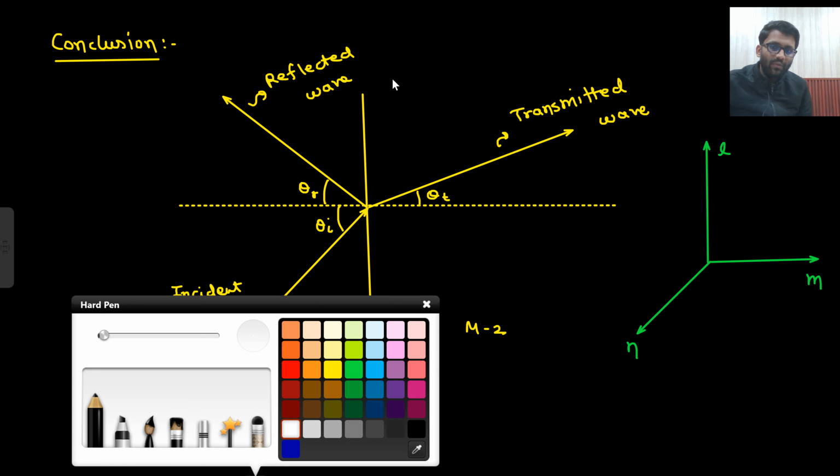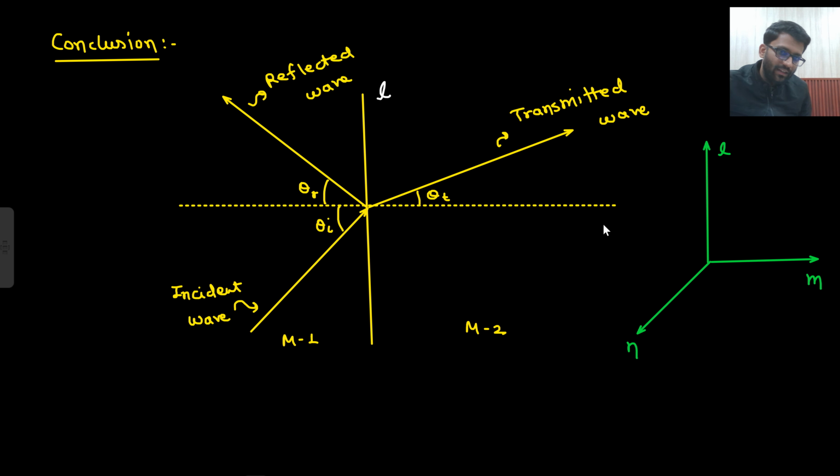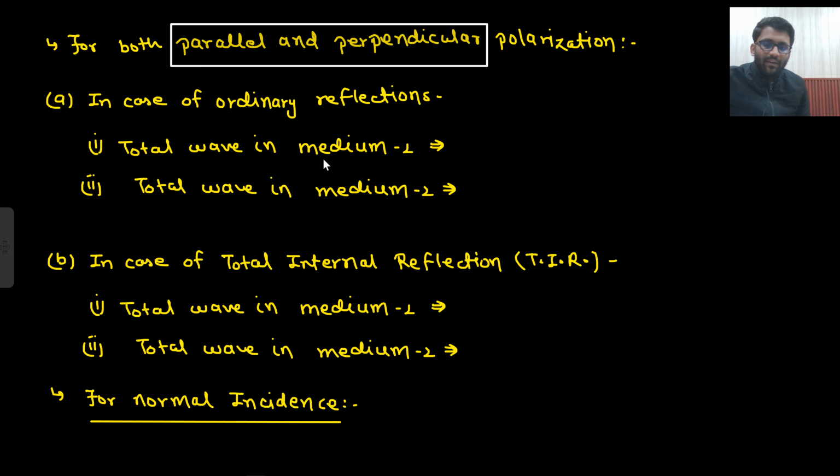Because what is this axis? This is L. What is this axis? This is M. So you can see here this M and this M are opposite. So standing wave in M direction and traveling wave in L direction.